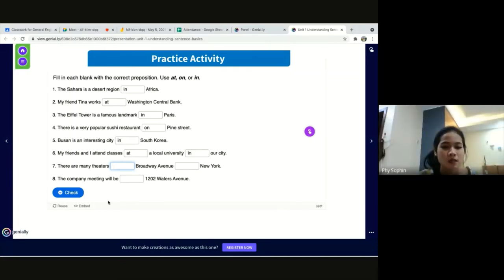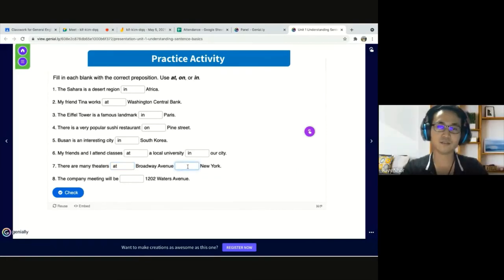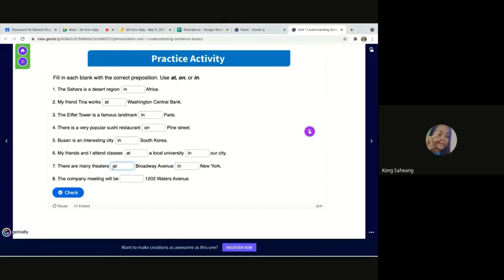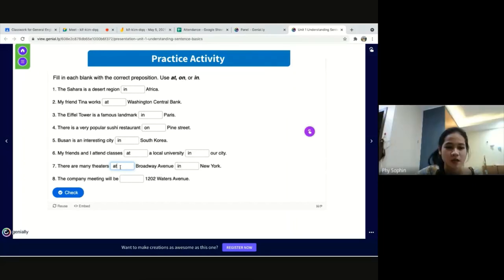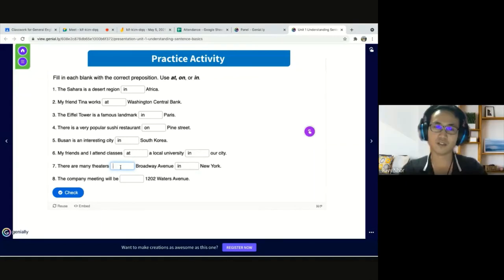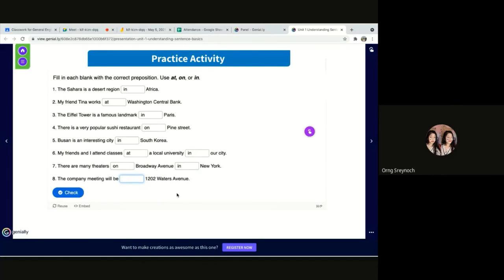There are many theaters at Broadway Avenue in New York. On, yes, on. Okay, and the last one tonight. The company meeting will be at 1202 Water Avenue. Okay, let's check.